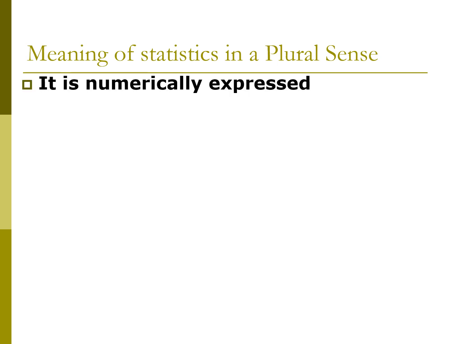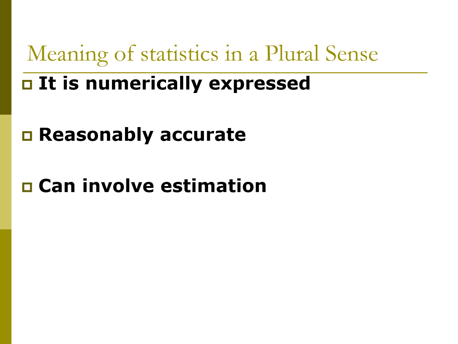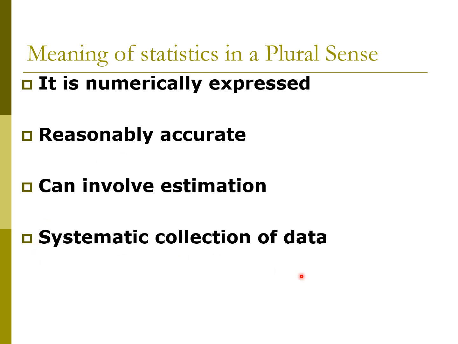So statistics has two general meanings. The plural meaning, that's the plural sense, and then the singular meaning. In plural sense, it is a numerical expression. Mathematics, which most of us do not like, including myself. It is reasonably accurate. Accuracy is relevant. It involves estimation, which we will be doing. And then it's a systematic collection of data.